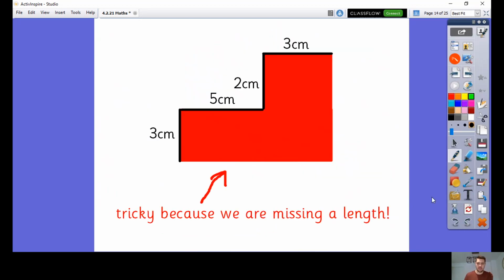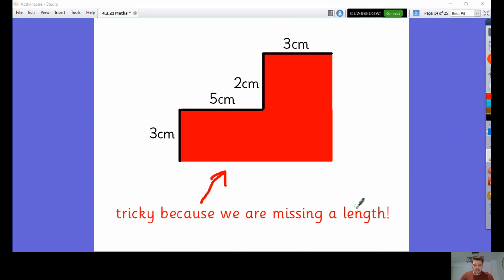Let's have a look at another one. This one's tricky because we're actually missing a length. How could I find out what that length is? Pause the video here. See if you can work out how I can find that missing length.